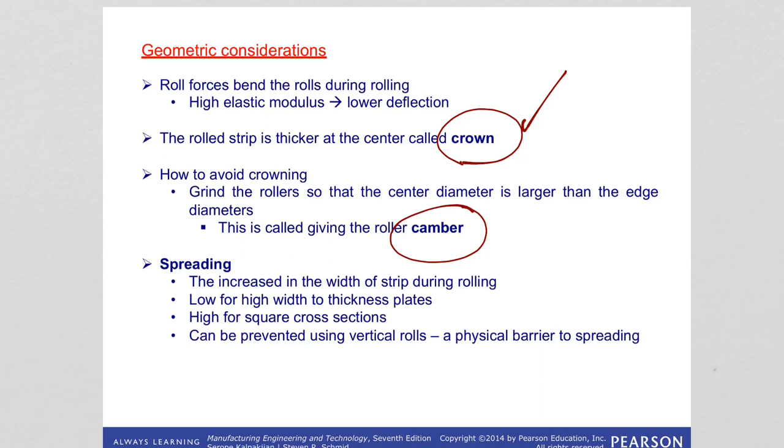We also talked about flattening of the rolls, and this is not something we want because it will increase the contact area, therefore increase the roll forces. Another topic here is spreading. What is spreading? It is the increase in the width of the strip during rolling.